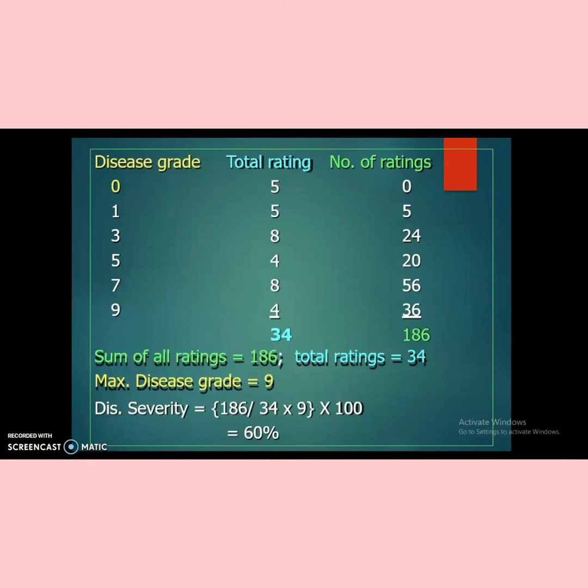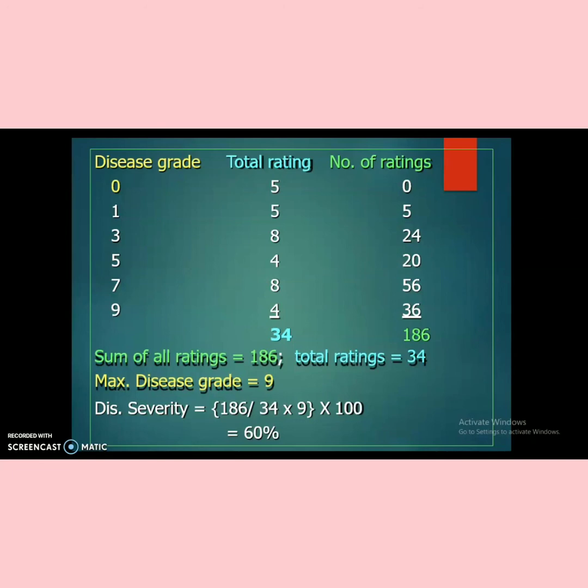For total rating we also need to add all the pod counts, that is 5 plus 5 plus 8 plus 4 plus 8 plus 4, that gives you 34. So the total rating is 34, the sum of all ratings is 186, and the maximum grade is 9. Substitute all these values into the formula. Disease severity is equal to the sum of all ratings, that is 186, divided by the total rating, that is 34, into the maximum grade, 9, into 100.